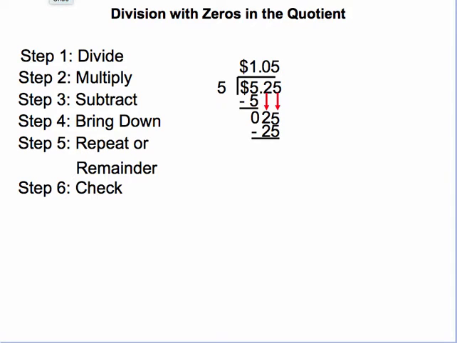5 times 5 is 25. 25 minus 25 is 0. And as I've always said, money always comes out even. So if you've got a money problem and you end up with a remainder, start over again. So let's check our problem.